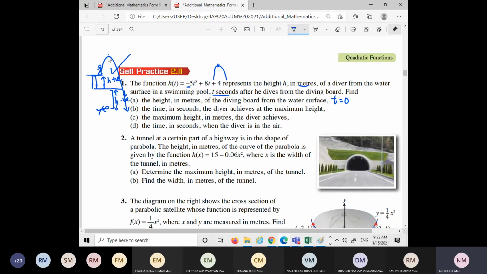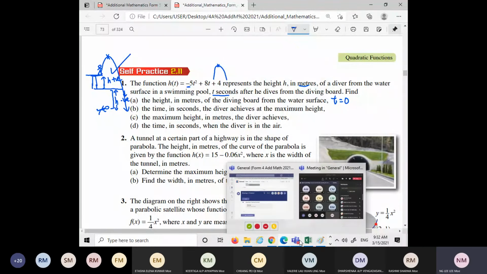So they're asking the time at which the diver achieved the maximum height. This one again, there is a general formula, so you can use this formula. What formula? So I stop here, and I get you to answer the questions.